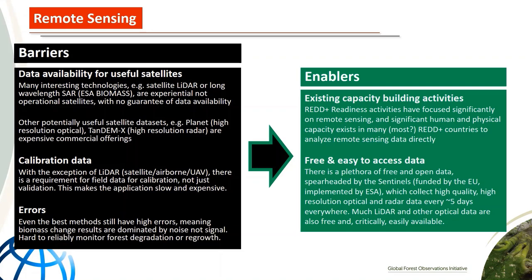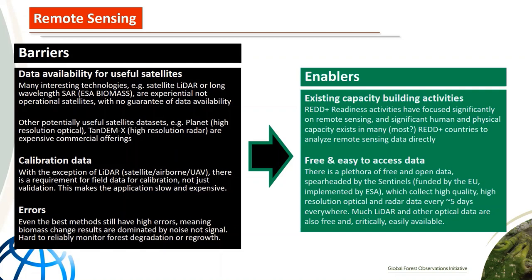The three main barriers identified are: 1. Data availability of useful satellites. Even though there are such technologies, for example, LiDAR and SAR, they're more experimental than operational at this point, and currently there's no guarantee of data availability, while others, such as PLANET, with high-resolution optical data are rather expensive. 2. Calibration data. In most cases, with exception of LiDAR, there is a need for field data to be collected for calibration, not just for validation processes. And 3. Error, or so to speak, the presence of noise rather than signal in biomass change results.